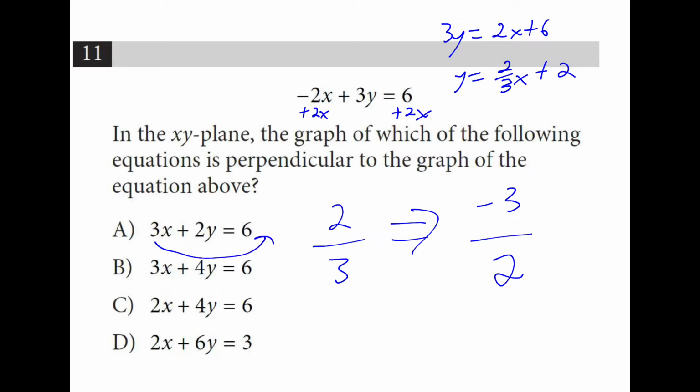So if I move the x over, it'll become negative, and then I divide by 2, and this is the right equation.